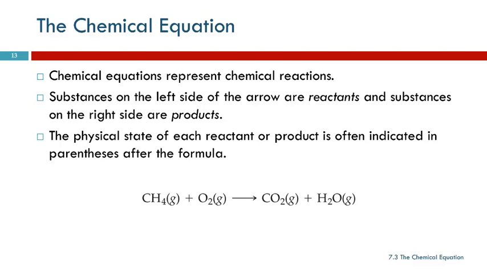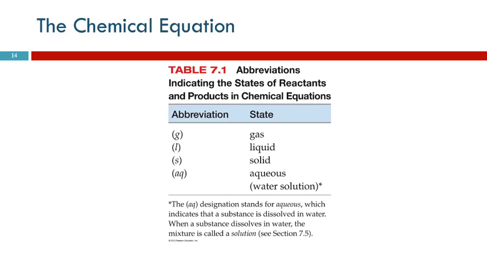what physical state is that substance in. Not all chemical equations have state symbols, but many of them do, and we need to know what they are. So here they are. They're not too tough to remember. G tells us it's a gas. L tells us it's a liquid. S tells us it's a solid. So this is pretty straightforward.